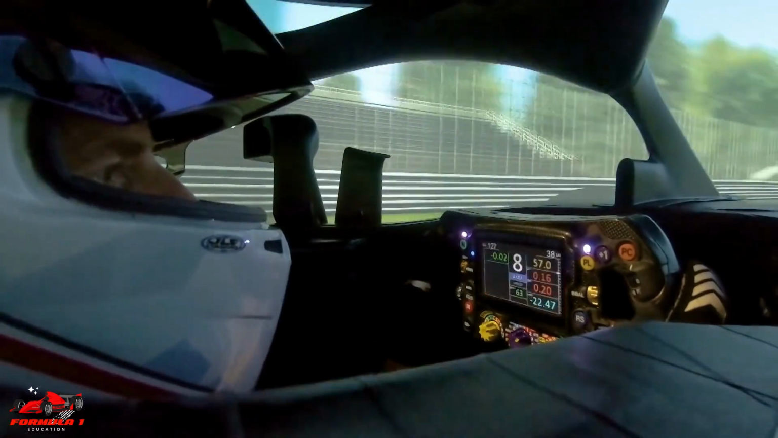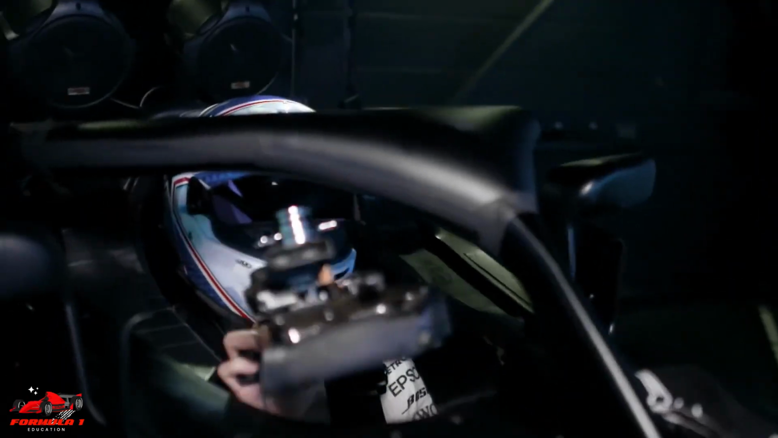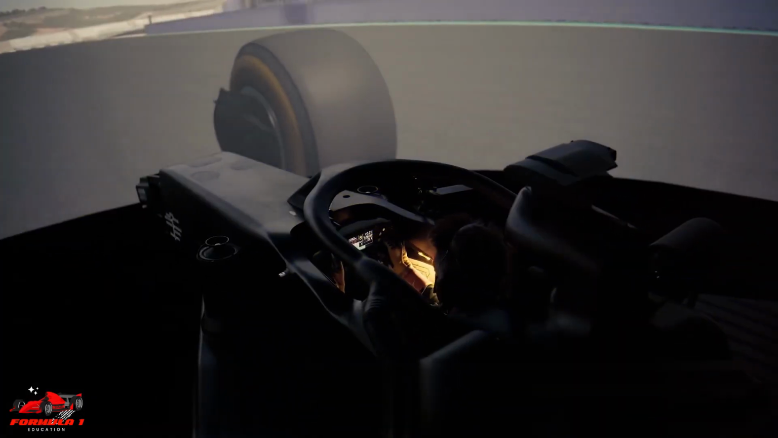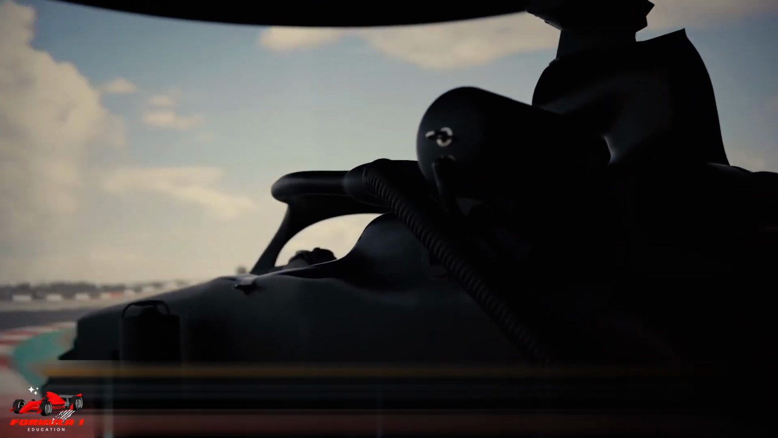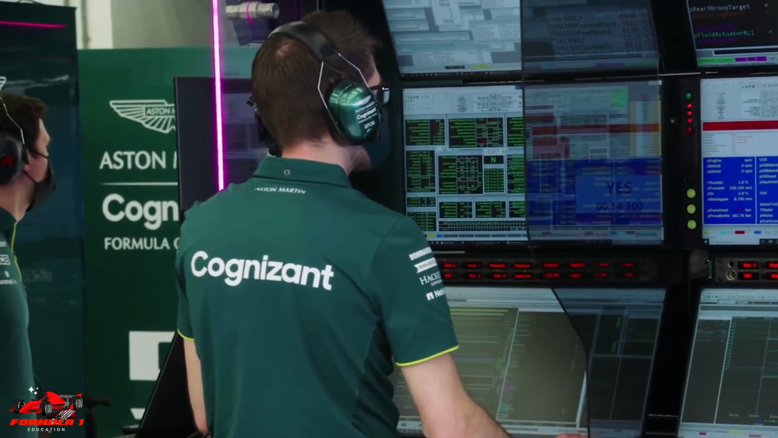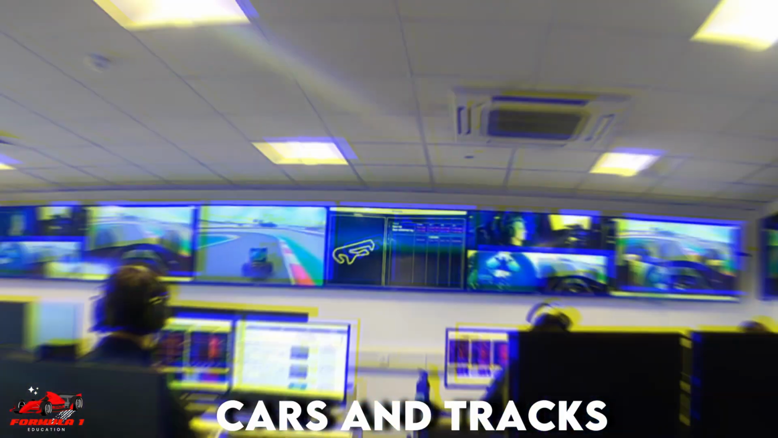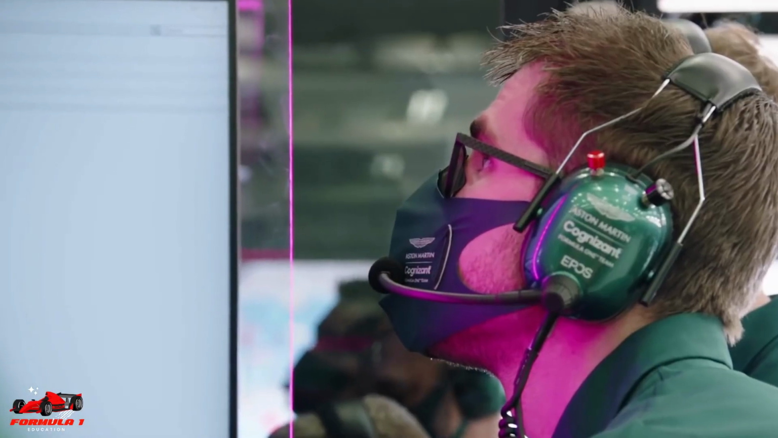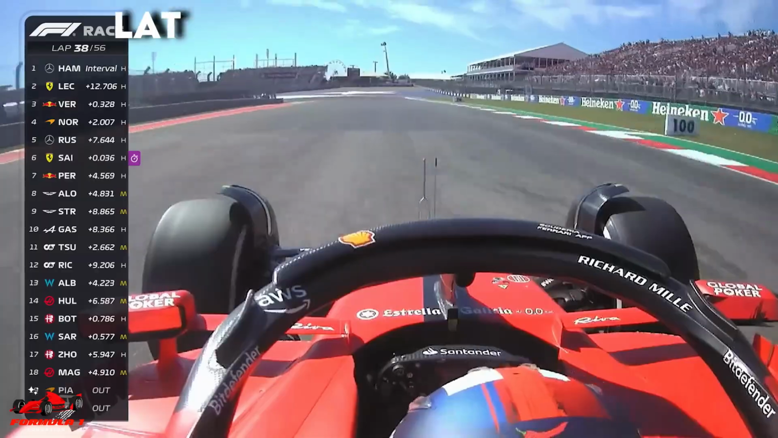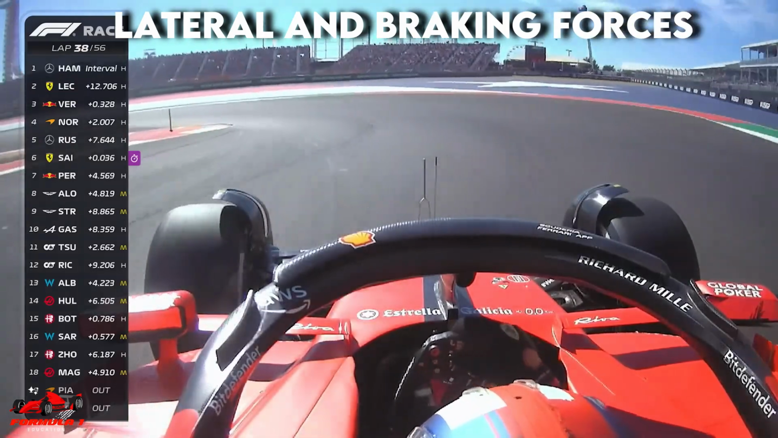Unlike commercial simulators which fans can purchase for in-home use, Formula One teams utilize simulators that have chassis attached to electromechanical components. When the simulator is in use, the chassis actually moves in response to the commands from the pedals and the steering wheel. The components of the simulator are controlled by computers which contain computational models of cars and tracks.